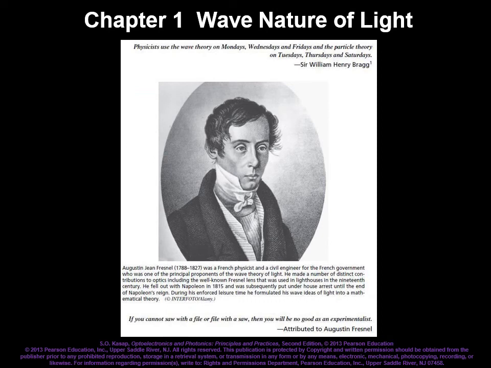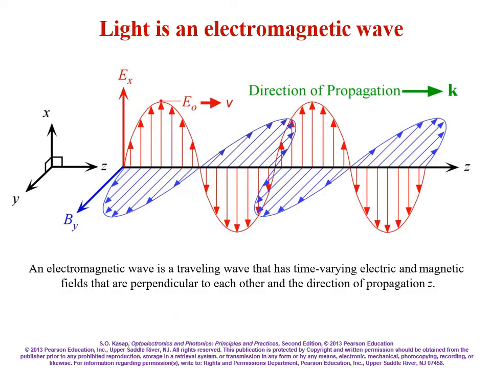This is chapter 1 of Kasap's book, Wave Nature of Light, and this is a figure of Sir William Bragg. Now, what is light? Light is basically an electromagnetic wave, a traveling wave that has time-varying electric and magnetic fields perpendicular to each other, and the direction of propagation is z.